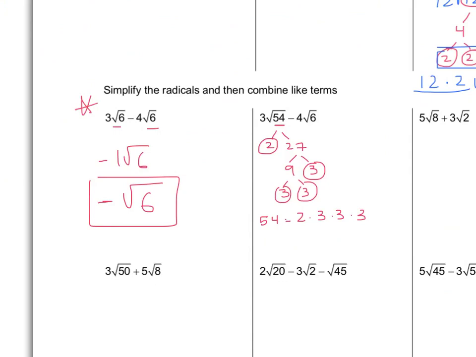Now there's no index, so you can assume that the index is 2. So whenever you have a group of 2, they leave the radical. So these leave the radical. So you already have a 3 outside, so you put 3. This 3, you copy it down. And now radical 54 would be this, so 3. And those stay inside the radical, so 2 times 3 is a 6. So copy negative 4 radical 6.